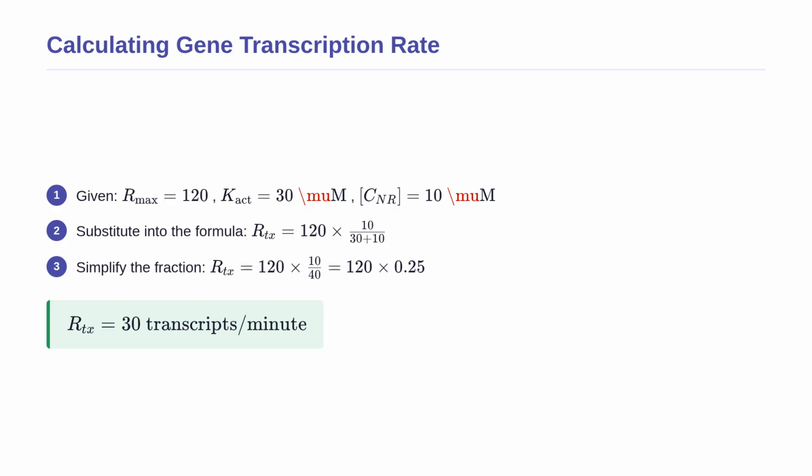We multiply the maximum rate of 120 by the active receptor concentration of 10 in the numerator. In the denominator, we add 30 and 10 to get 40. 10 divided by 40 is 0.25. Multiplying 120 by 0.25 gives us 30. The cell is currently producing 30 transcripts per minute.